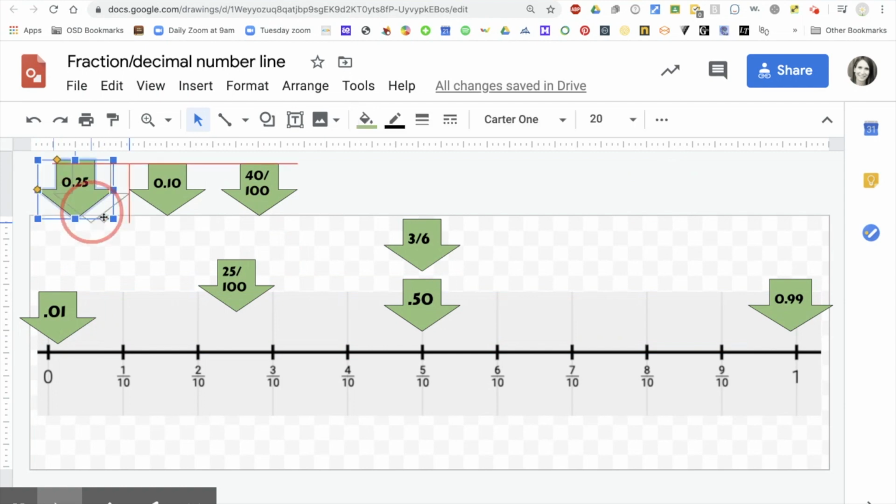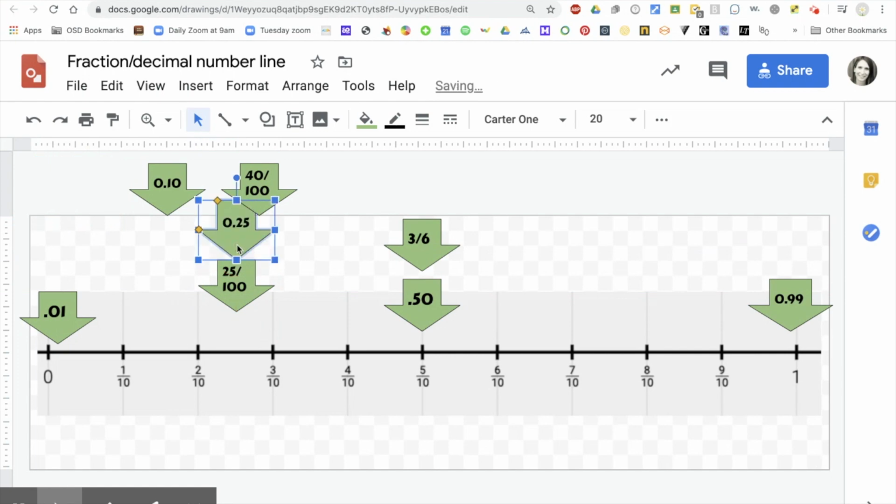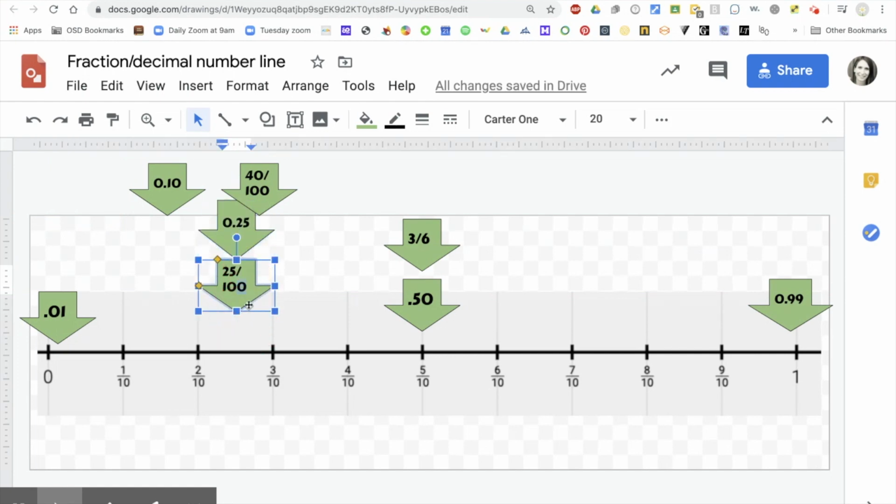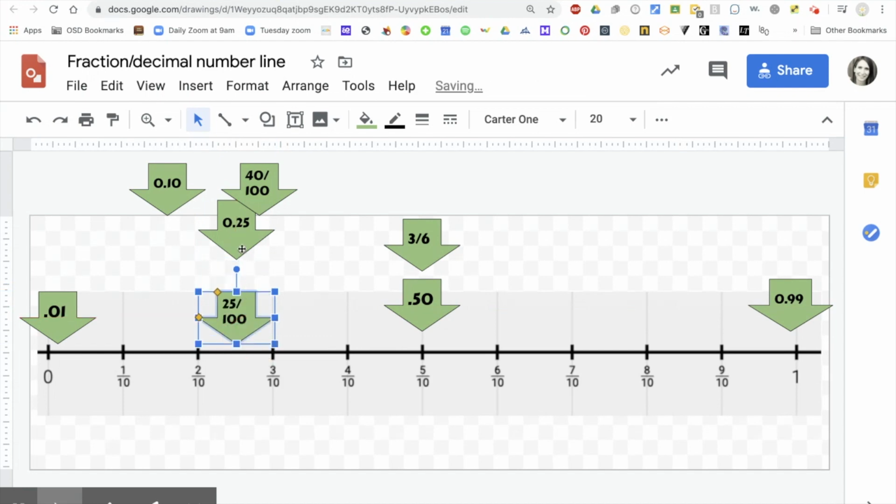Oh, this one looked familiar. This 25 hundredths and this 25 hundredths, those are equivalent fractions and decimals. I'm going to put that right on here. I'm going to move this down, be a little more organized. Which leaves us 2 left.